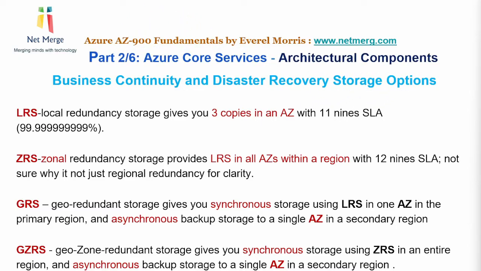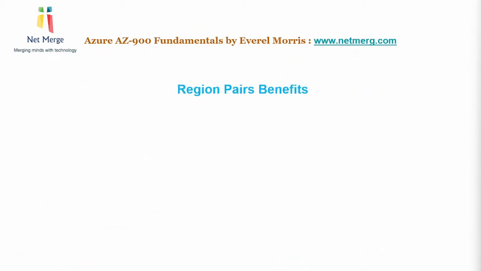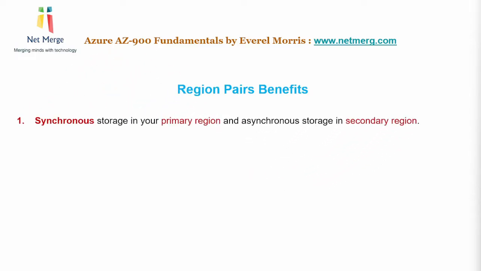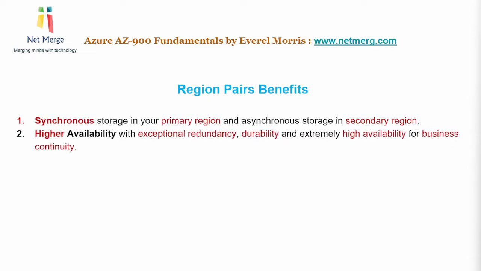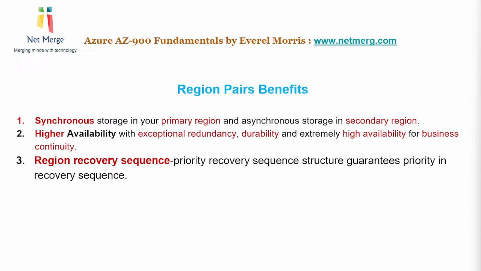Let's move on. Again, I told you this is an exhaustive chapter. There's a lot to cover. These are some of the benefits of region pairs. You get real-time storage in your primary region and delayed storage in your secondary region. You get high availability and exceptionally high redundancy. You get durability because you're pairing, so you're getting a lot more. And region pairing is not free. For some services, you get geo-redundant storage by default, such as your blob storage, but for other services, you would have to pay for it and you would have to plan for it.